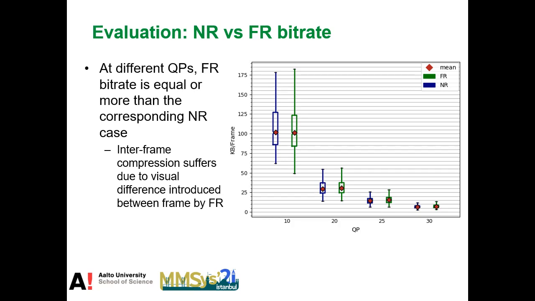It is intuitive as well, as in FR frames are visually more different from each other, as the high quality region around the gaze has different content in consecutive frames, and the low quality regions in frames may not be easily useful for prediction.